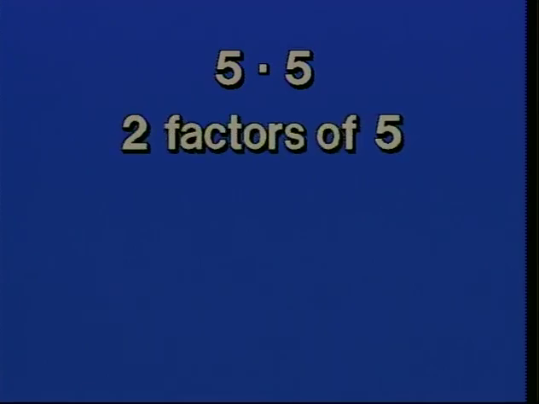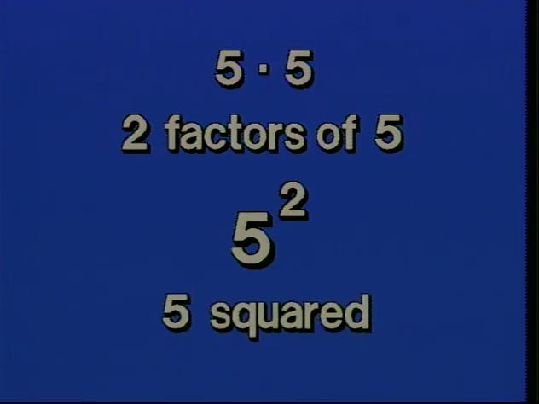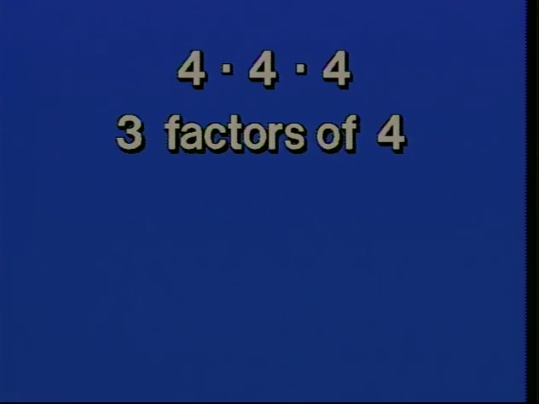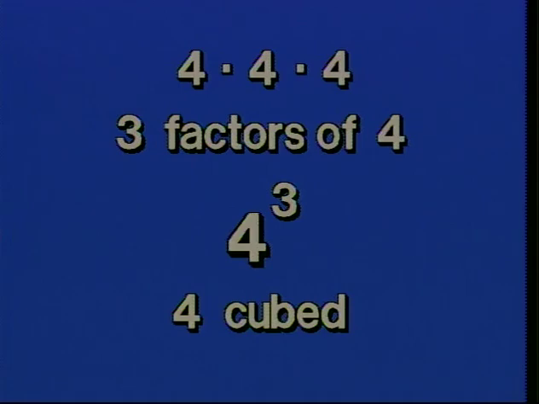There are two situations that have special names. Here we have 2 factors of 5. So 5 is the base, 2 is the exponent. Now we could read this as 5 to the 2nd power, but generally when 2 is used as an exponent, we can read it as 5 squared. So squared when 2 is used as an exponent. Here's another situation that has a special exponent. Here we have 3 factors of 4. So 4 is the base, 3 is the exponent. This is read 4 cubed. Now it could be read 4 to the 3rd power, but often it's read 4 cubed.